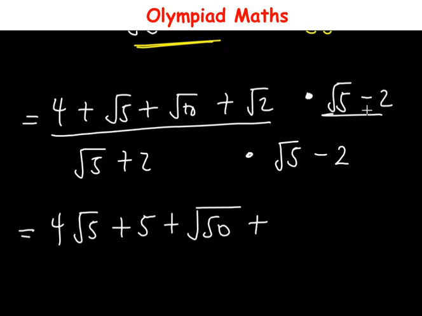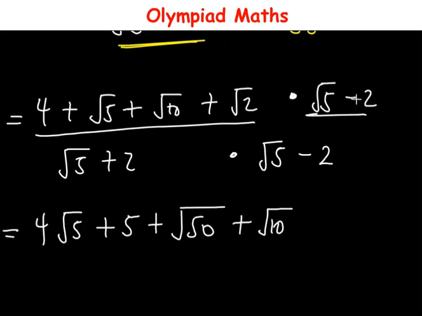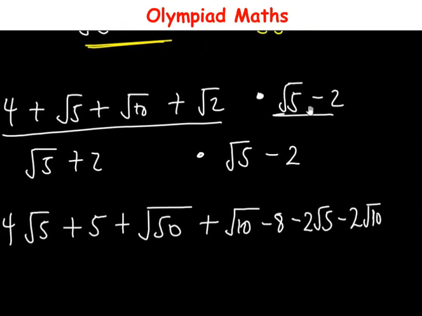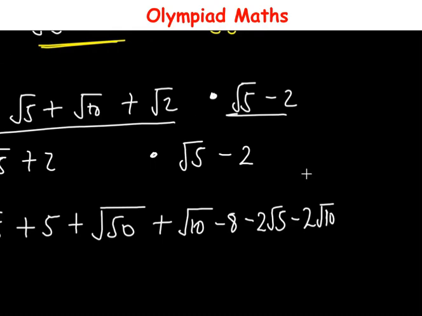Root 2 times root 5 is simply root 10. So writing down root 10. Then same thing here also, minus 2 multiply 4. Minus 2 times 4 is minus 8. Minus 2 times plus root 5 is minus 2 root 5. Minus 2 times plus root 10 is minus 2 root 10. Then minus 2 times plus 2 will give us minus 2 root 2.